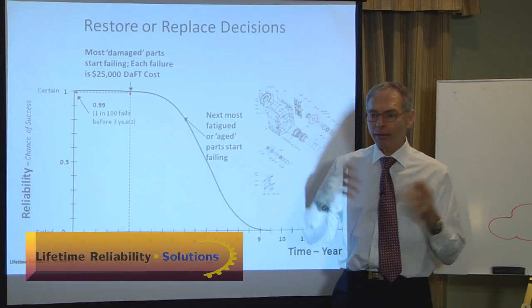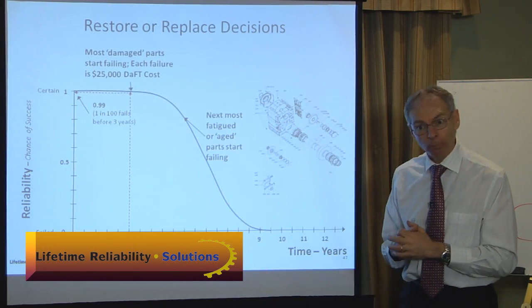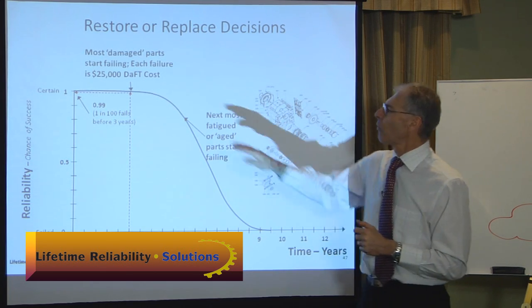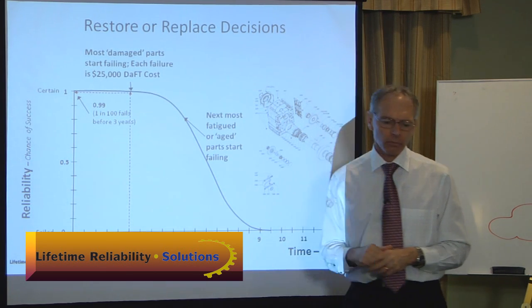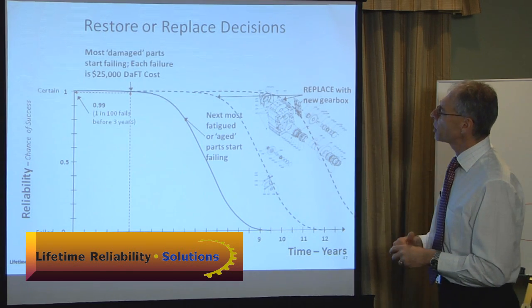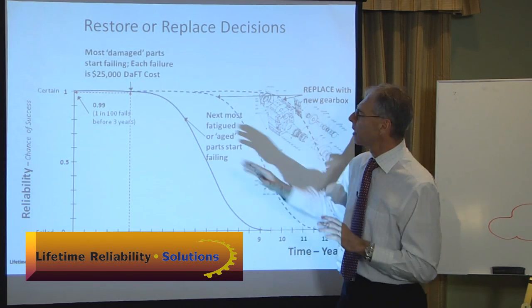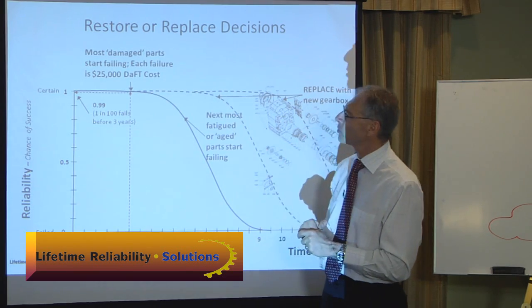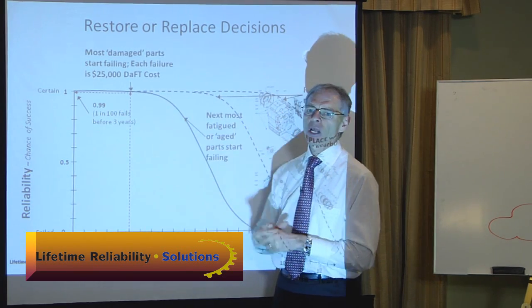This is the bit that it might be okay. It's not bad odds to push your luck, but can you afford to push your luck is the question. So if I replace the gearbox, if I just say, look, I'm not willing to take the risk. I can't afford to have a 10% chance of losing $25,000.